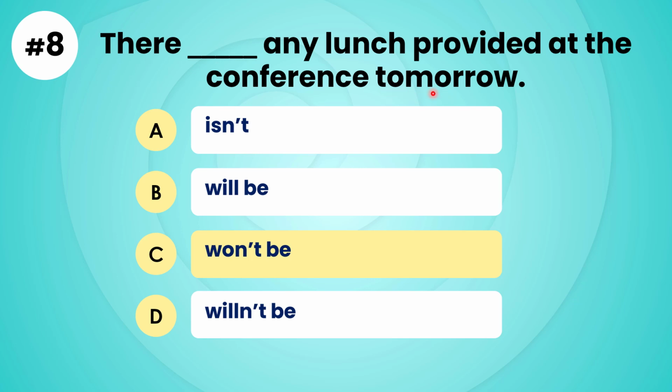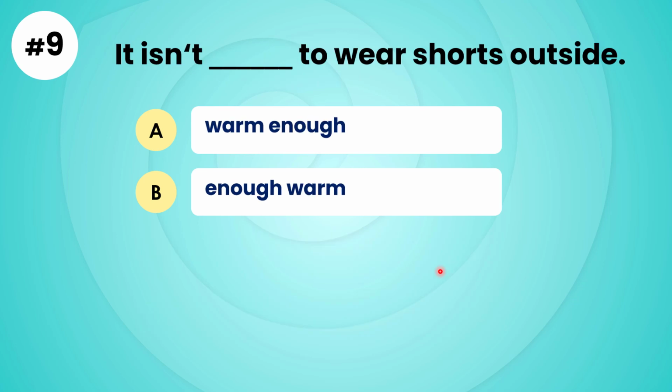Because we have the word tomorrow, we are talking in the future, so we have to use the future tense. And we use any after a negative verb. The contraction of will not be is won't be. Willn't is not a word. It does not exist.